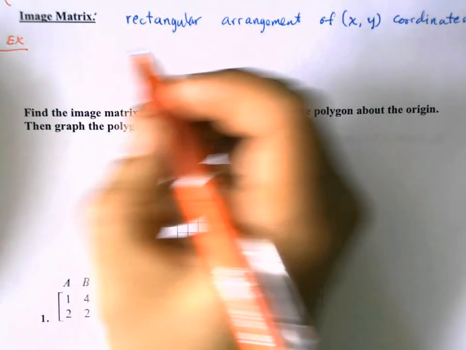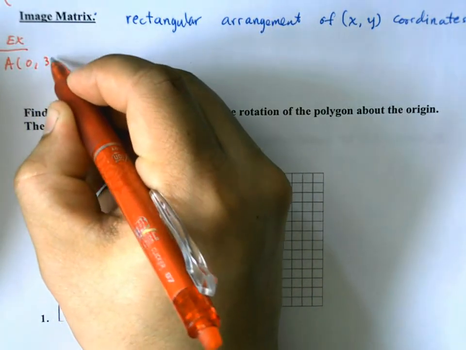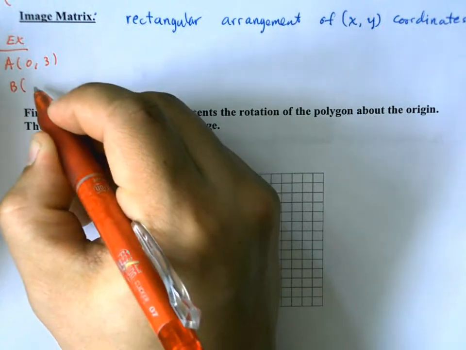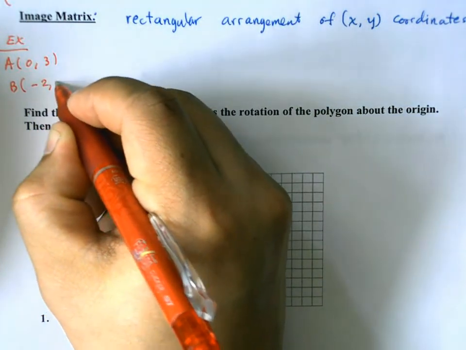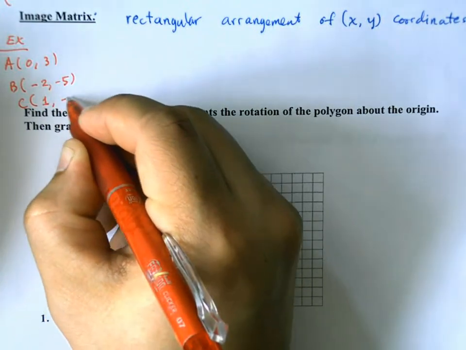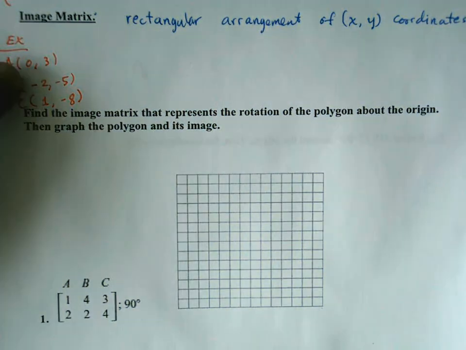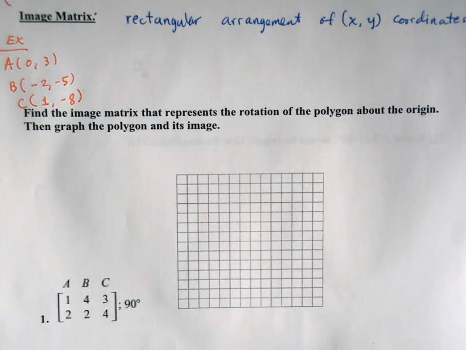Let's say I have 3 points. A has the coordinates 0, 3. B has the coordinates -2, -5. And C has the coordinates 1 and -8. So, this has the x-coordinate of A, the x-coordinate of B, the x-coordinate of C.